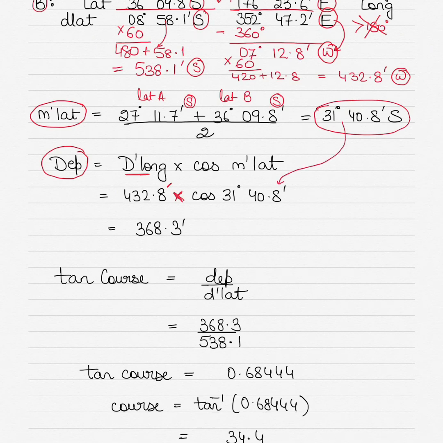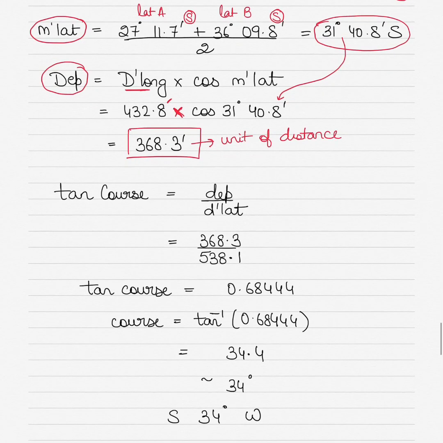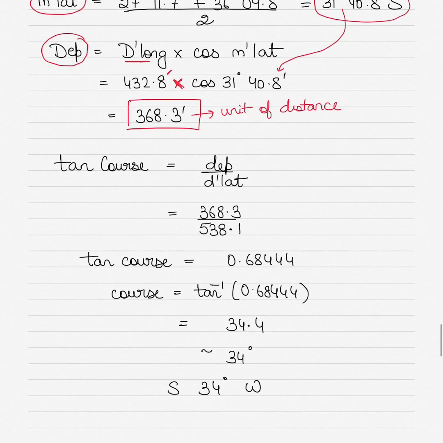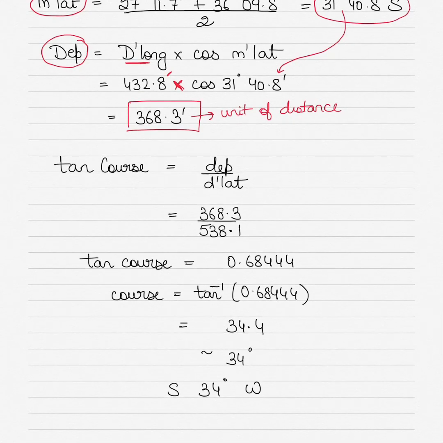Simply put that in your calculator and you will get your departure as 368.3 minutes. Departure is a unit of distance, so the answer is always in minutes. It's never in degrees. So when I tell you all these things, make sure you make a note of it. When you're working out these calculations, you should remember the units of each of the values. That's what maths is all about. You should always know the units of the values.